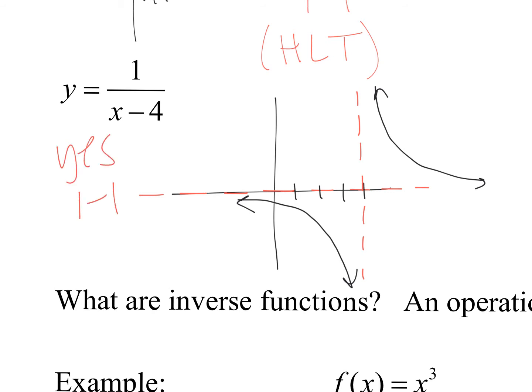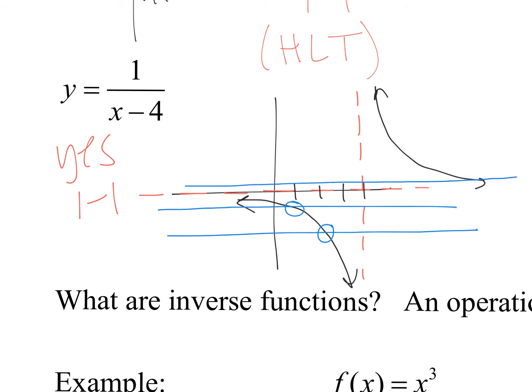Okay, the asymptote is not part of the graph. It helps you make your graph. But think about just drawing a horizontal line here. That only touches the graph in one place. What if I draw it here? Still only touches in one place. What if I draw it here? Still only touches in one place. So this does pass the horizontal line test.